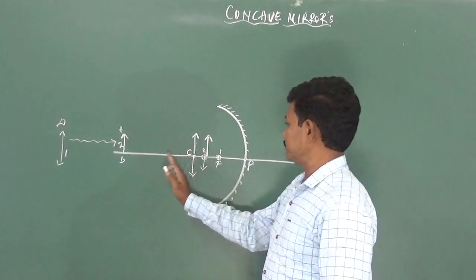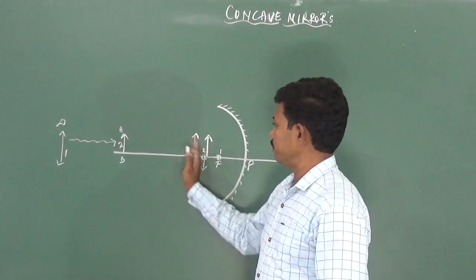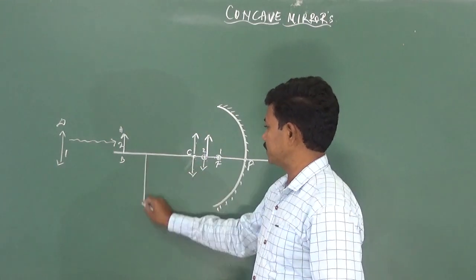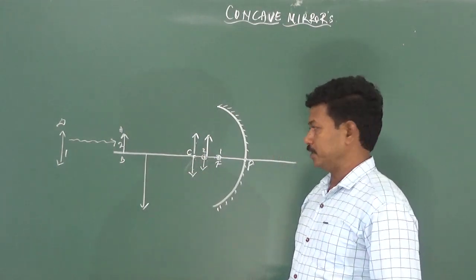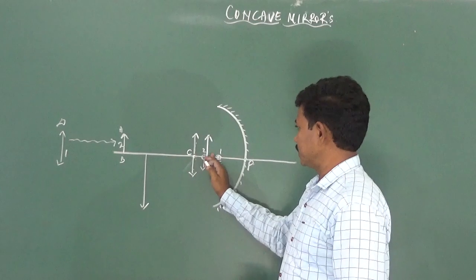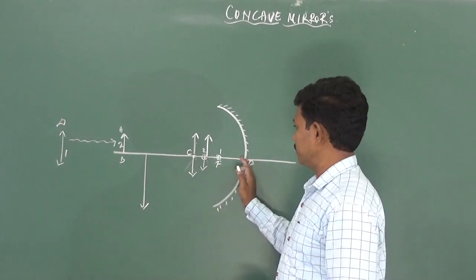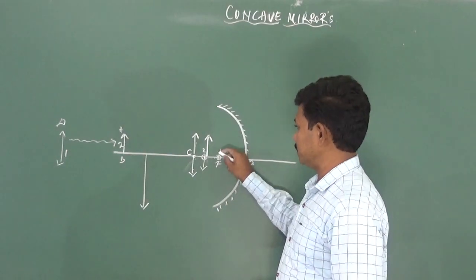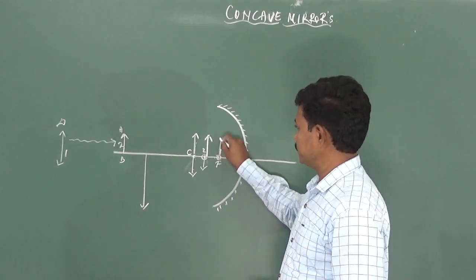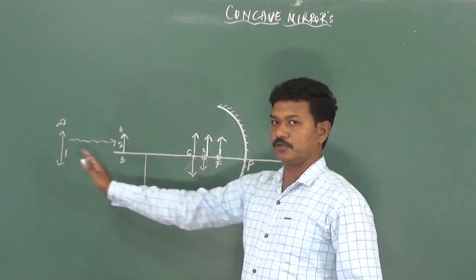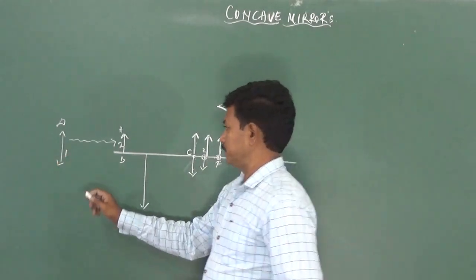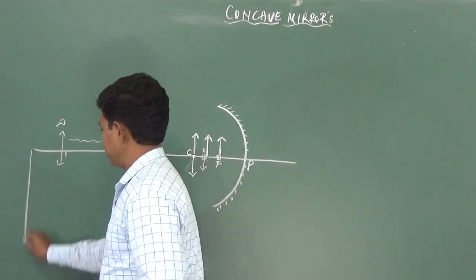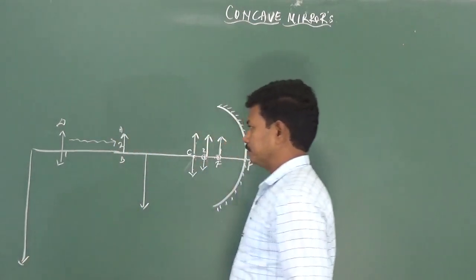The image is going to form beyond the center of curvature somewhere here. So as the object comes nearer and nearer to the mirror, the image goes far away from the mirror. Next, when you keep the object exactly at the focus, the image is going to form too far away from the mirror. Somewhere here it is going to form.